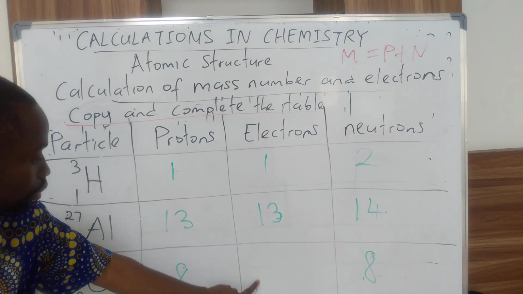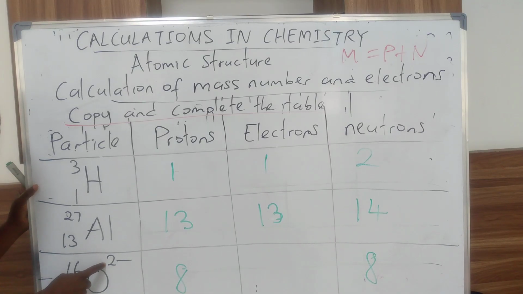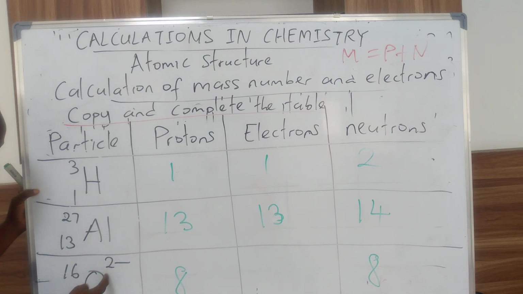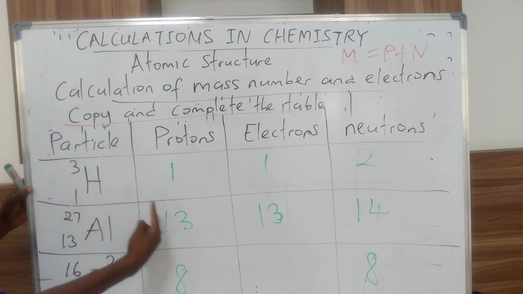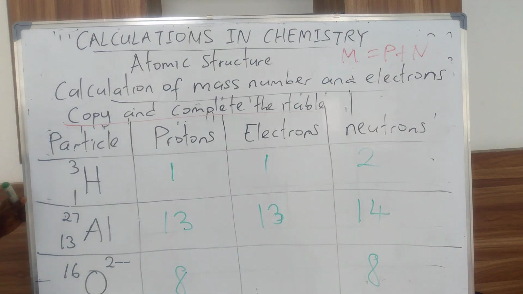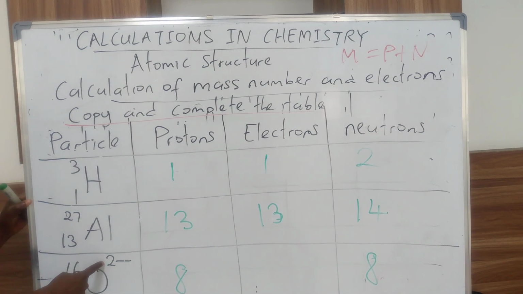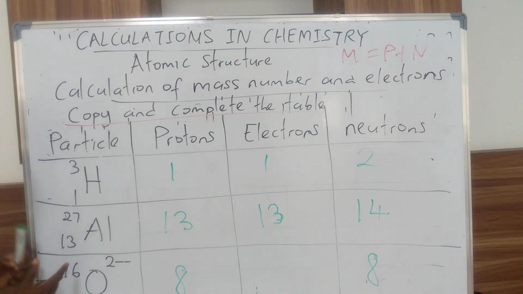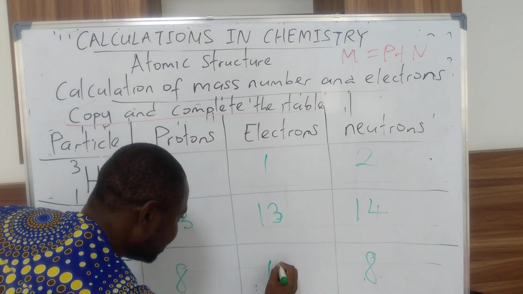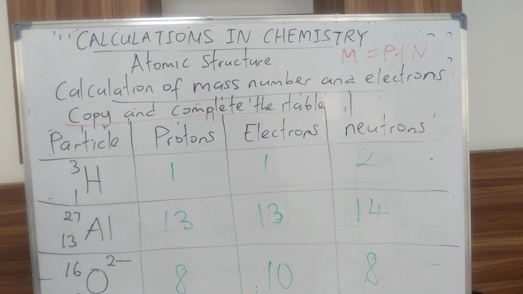Now, to get this one, this is electron. You now check the charge. This is a negatively charged atom. And for negatively charged atom, the electron is proton plus the charge number. So to get this answer, I'm going to give me 8 plus this 2. 8 plus 2. So we're going to have 10. So this is the solution of this last question.